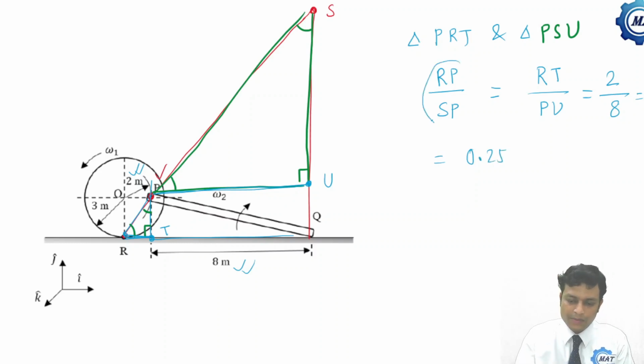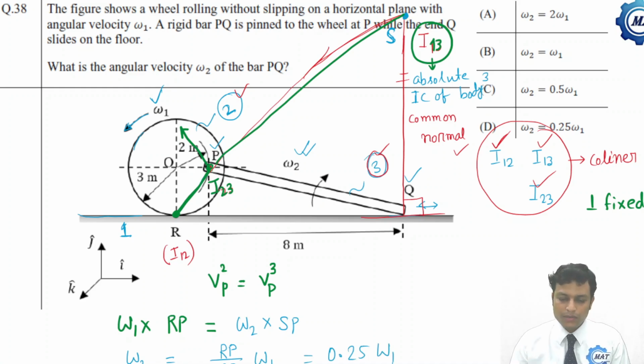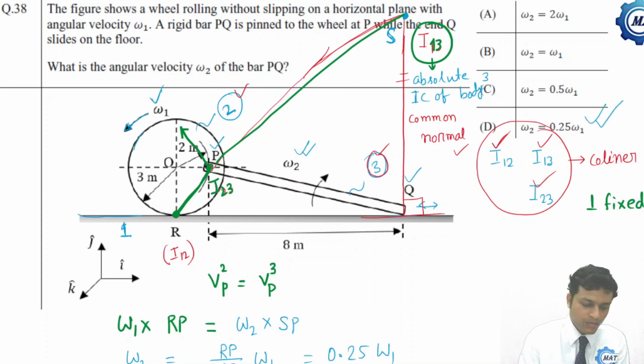So RP by SP, this ratio we have determined. This was needed. RP by SP is 0.25. Okay, so we have solved this easily. So which option is correct? Here option D is the correct one. Now let us move to the next problem.